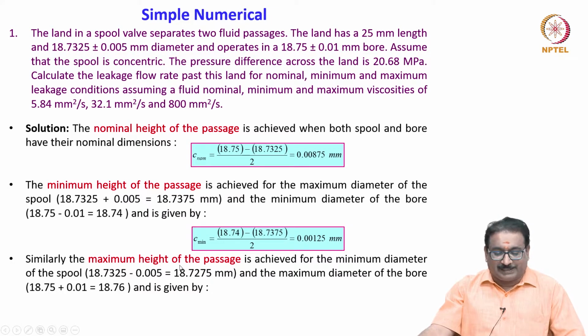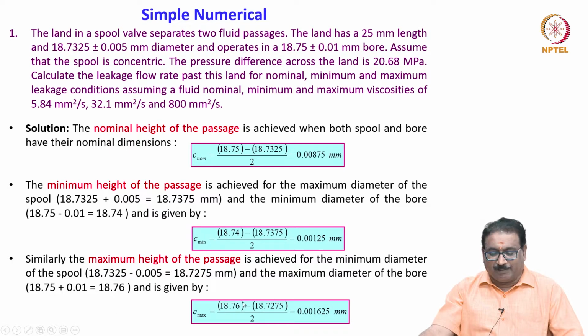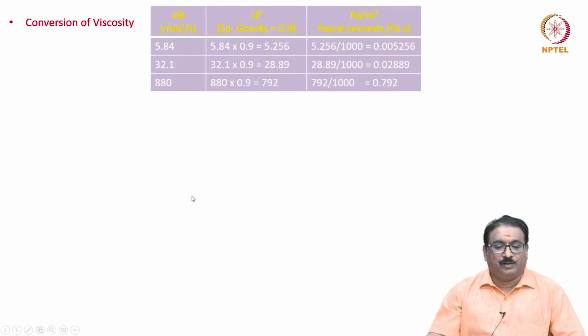What is that? Maximum height of the passage is achieved for the minimum diameter of the spool. Minimum diameter is, you will see, the lower limit here, and the maximum diameter of the bore, and is given by same 18.76, correct, minus this 18.7275 by 2, because it is a clearance. This is given by 0.001625 millimeter.